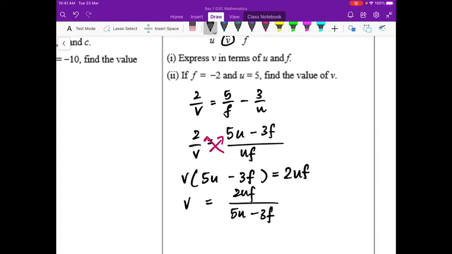Okay, we have done part 1 already. So in part 2, do the substitution by yourself. This is also your homework for part 2.